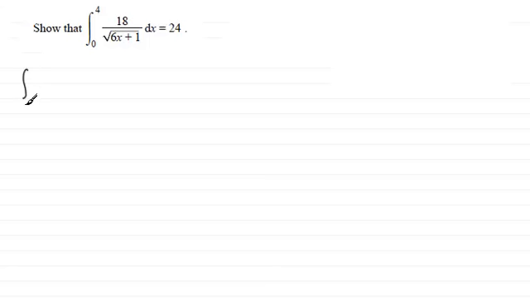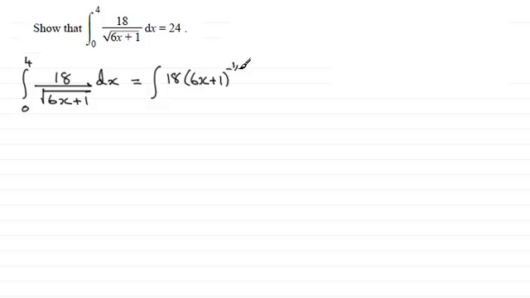Well, first of all, just going to take the integral going from 0 to 4. We've got 18 then, all divided by the root of 6x plus 1, integrated with respect to x. Now, the 6x plus 1 with the root round it, we can think of this as 6x plus 1 to the power half. But then if I bring it up to the top, it becomes to the power minus a half. So we've got 18 multiplied by 6x plus 1 all to the power minus a half. And that's integrated with respect to x between the limits x equals 0 and x equals 4.